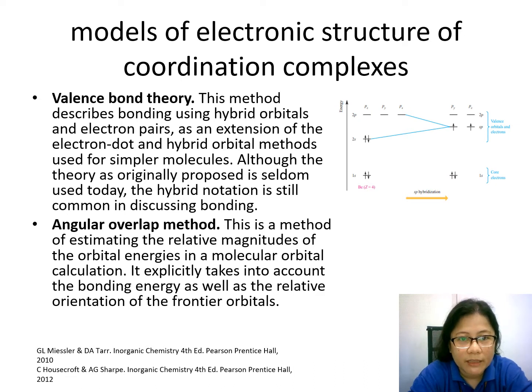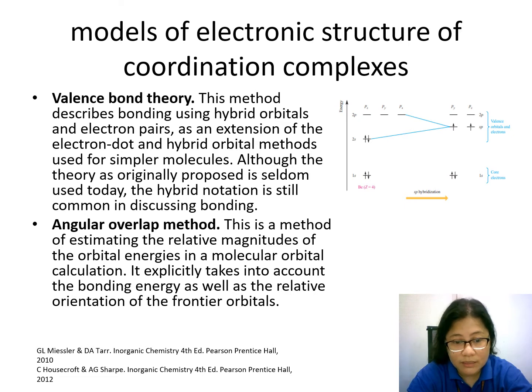The first part is the model of electronic structure of coordination complexes. There are two kinds of methods that you would see here. The first is valence bond theory. These methods describe bonding using hybrid orbitals and electron pairs, as an extension of electron dot and hybrid orbital methods used for simpler molecules. Although the theory as originally proposed is seldom used today, the hybrid notation is still common in discussing bonding.